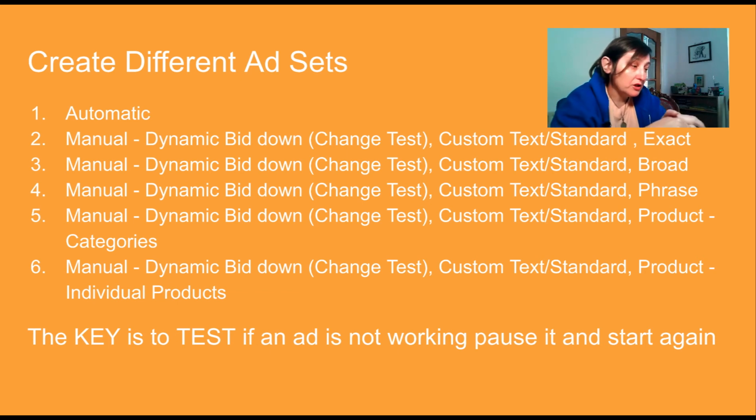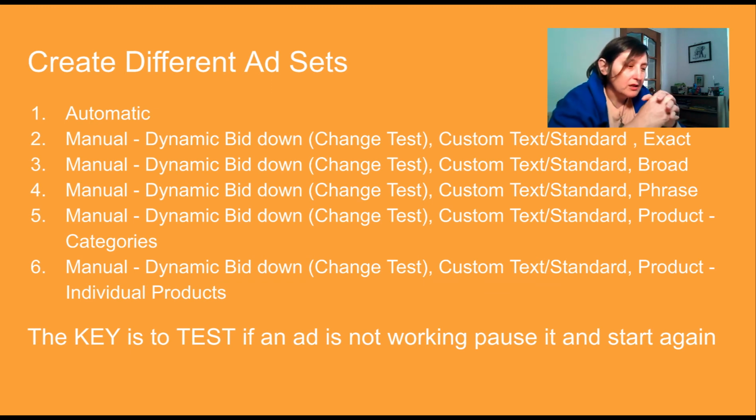But this is my strategy where you can see it, and it says I start off with the different ad sets. I start off with automatic, then I go manual, dynamic bid down, custom text or standard. I usually stick to standard, but I need to test that. And then I do exact, same, I change it to broad, phrase, and then I go into product, categories, and then product, individual products. Not all of these will spend any money. Some of them will, some of them won't. Some will give me a good return on investment, others I need to kill at the $1 mark.